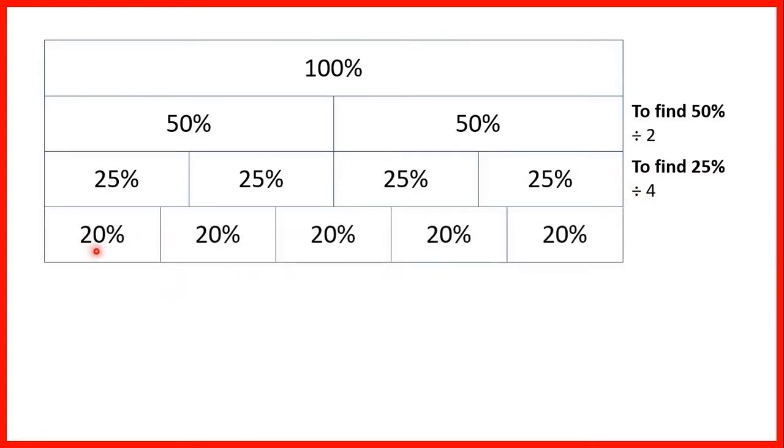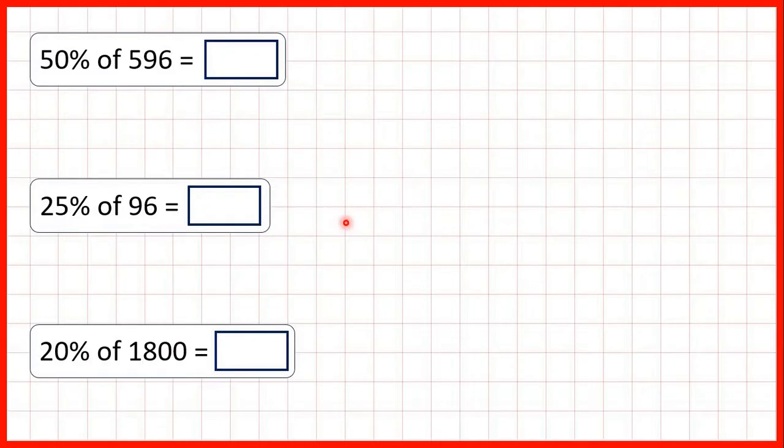Now, with 20%, we can show 5 20%s, showing the same size as 100%. That's because if we have 20% 5 times, we have 100%. So 20% is 1/5 of 100%. So to find 20%, we can divide by 5.